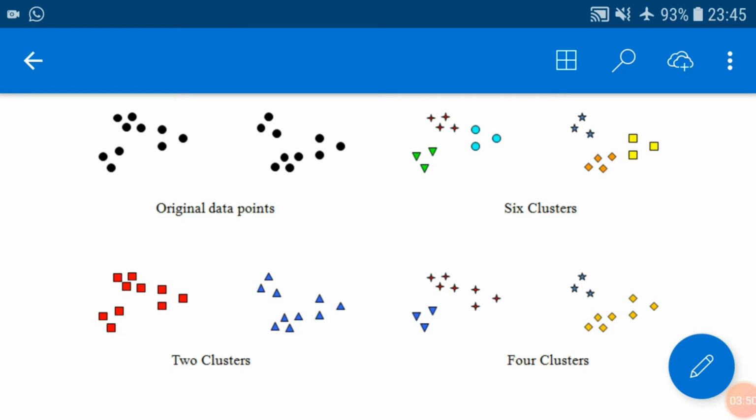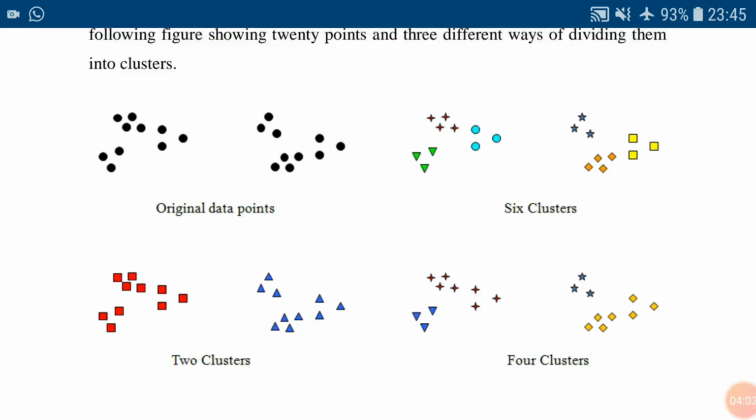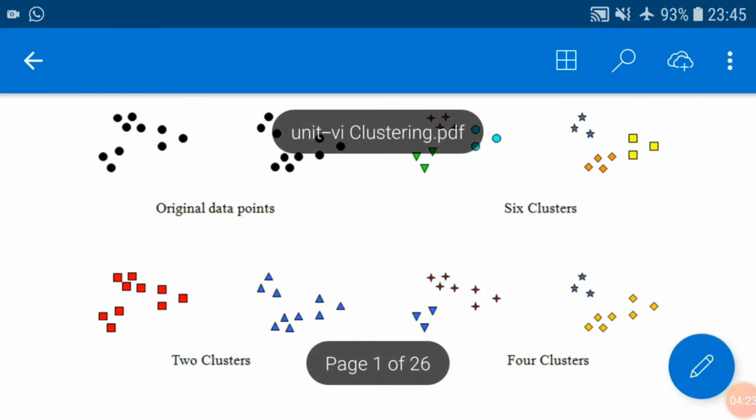So in part C we will see data can be divided into 2 clusters. So cluster 1 consists of square symbols. Cluster 2 consists of triangle symbols. So next, in figure part D we will see cluster 1 consists of reflected triangles. Cluster 2 consists of plus symbols. Cluster 3 consists of star symbols. Cluster 4 consists of diamond symbols.